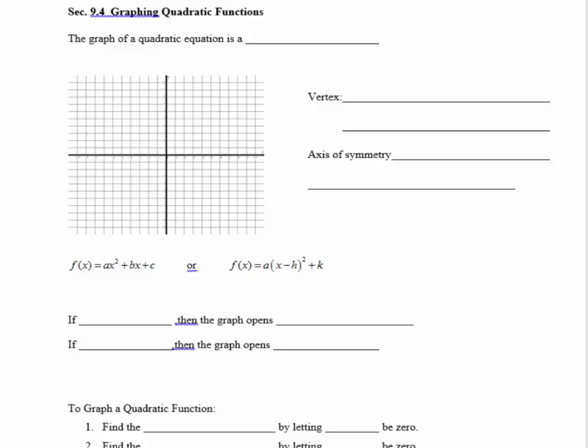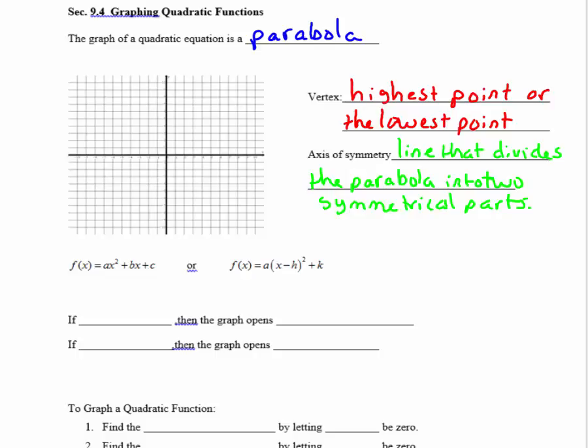Section 9.4, Graphing Quadratic Functions. So now we're going to look at the graph of a quadratic. The graph of a quadratic is a parabola, and the parabola has a vertex and an axis of symmetry. The vertex is either the highest point or the lowest point on the graph.